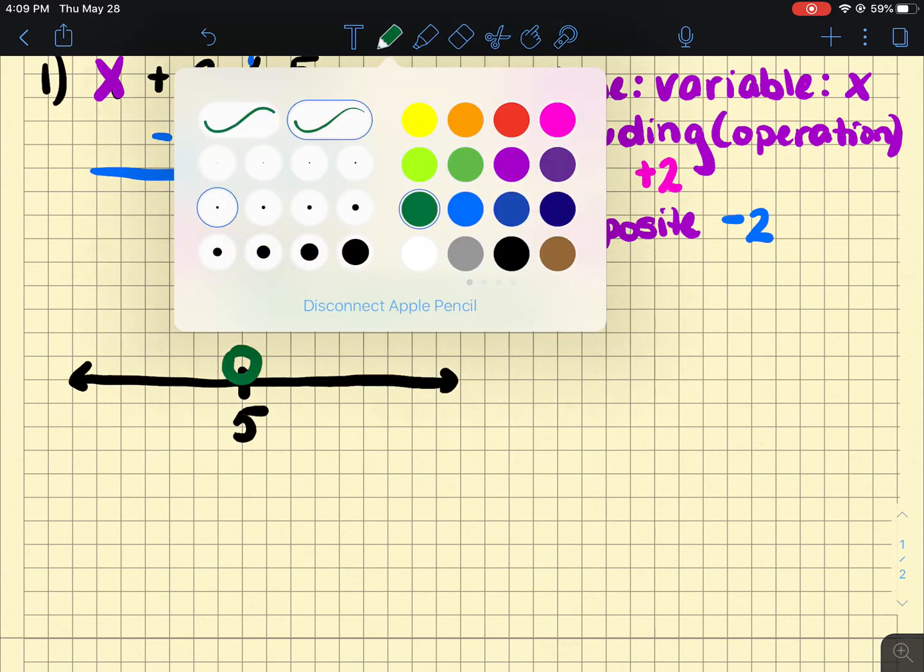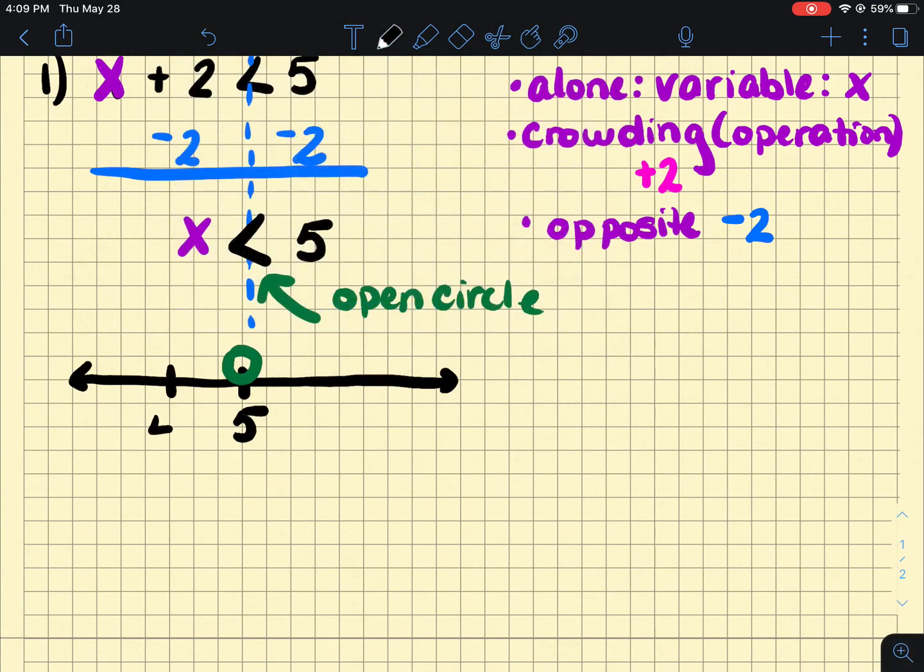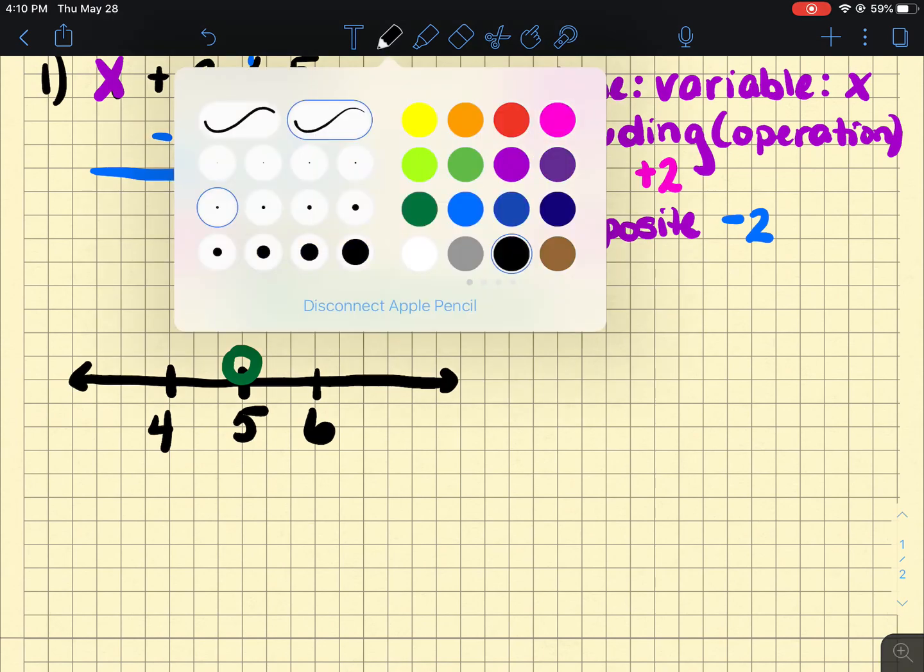And then what I want you to do is put the number right below 5, which is 4, and the number right above 5, which is 6. Well, which of these makes this true? Is 4 less than 5 or is 6 less than 5? And here's what I mean.